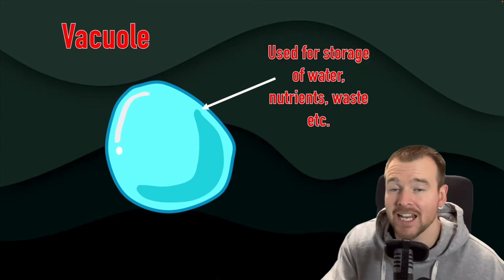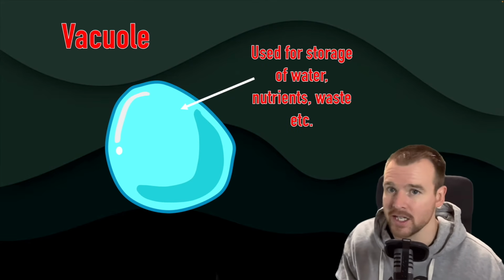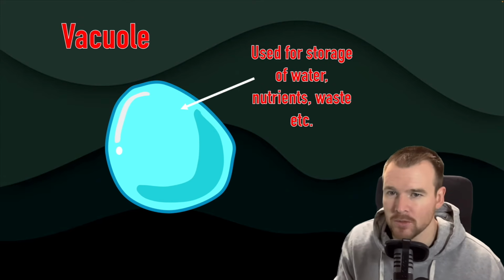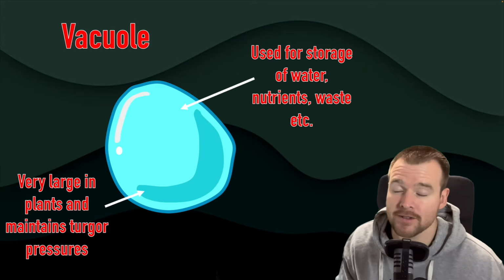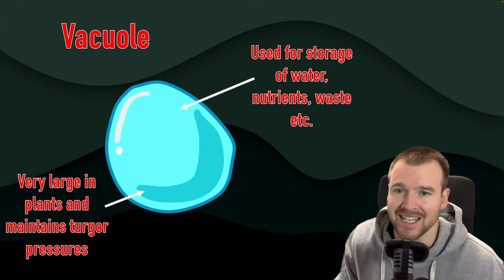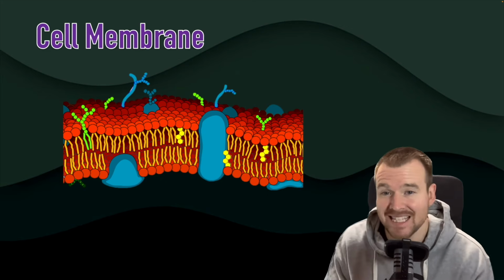Next, onto the vacuole, which is just kind of like a little blob we have to the side, and its purpose is to store stuff. It could be storing water, nutrients, waste, kind of anything that needs to be stored is going to be stored in a vacuole. This one's a little bit different in plants and animals. There's a very large one in plants, and there's usually smaller ones in animals. And so a pretty simple analogy here, just a storage facility, somewhere you can store a variety of different things, is like a vacuole.